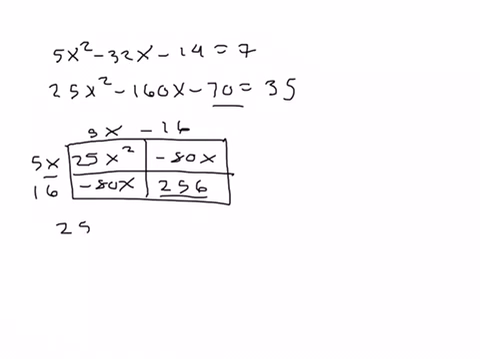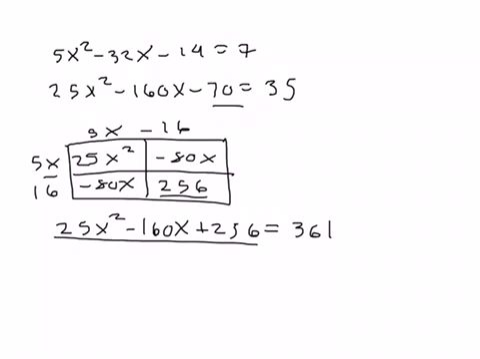So we get 25x squared minus 160x. Negative 70 plus 326 is 256, and 35 plus 326 is 361. Okay, it looks bad, but it really isn't, because we already know this is a perfect square. So what does that tell us? Well, that tells us that 5x minus 16 quantity squared equals 361, which means, well, I'm going to do this on the next page because I'm running out of room.